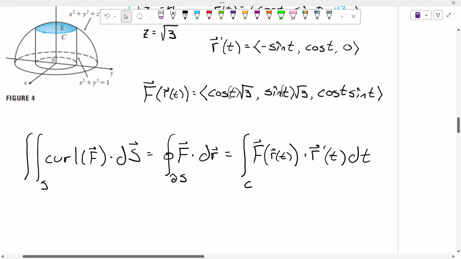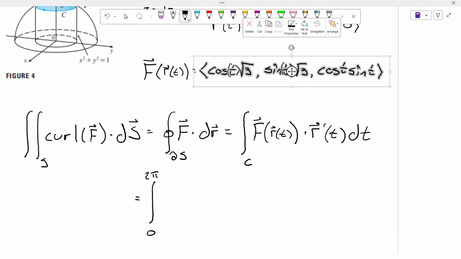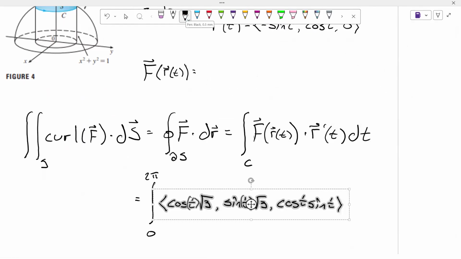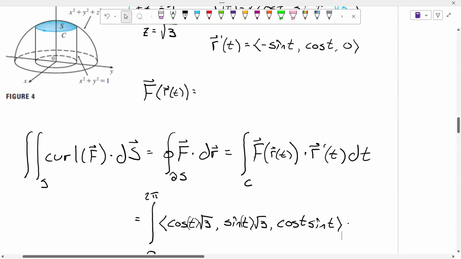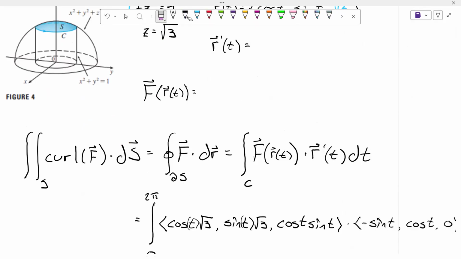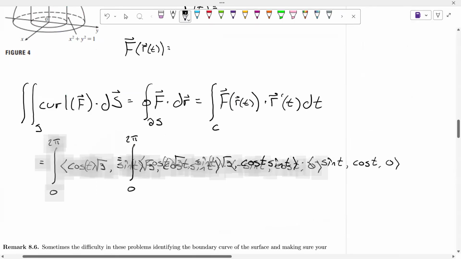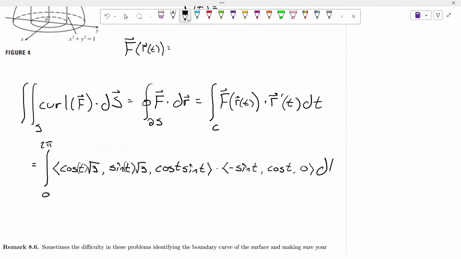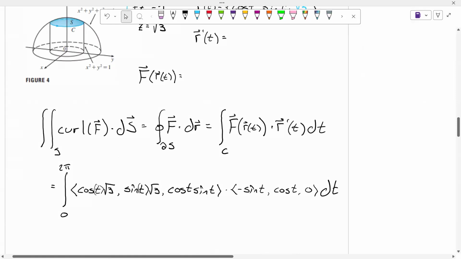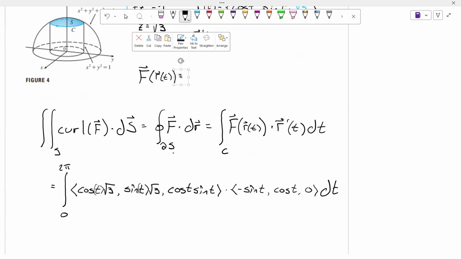All right, then this thing is equal to the integral from 0 to 2 pi of F of r of t dotted with r prime of t, dt. So I can give you a second to write that down while I copy and paste and put this stuff back.